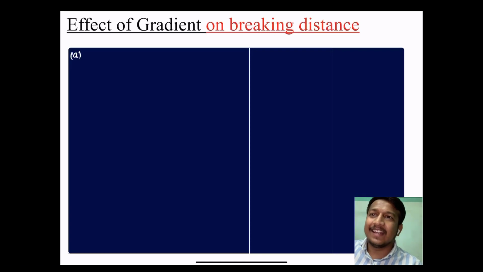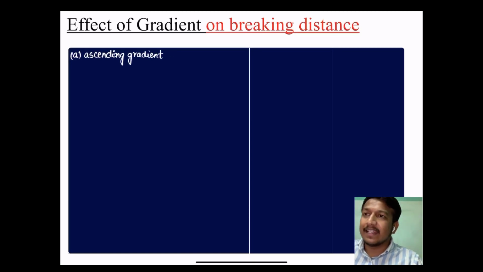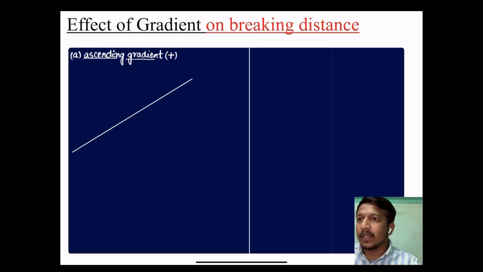Effect of gradient on braking distance. First we'll see the ascending gradient. In the ascending gradient I call it positive, and you'll come to know why. I have shown one gradient here at some angle theta, and the vehicle is going over this ascending gradient.